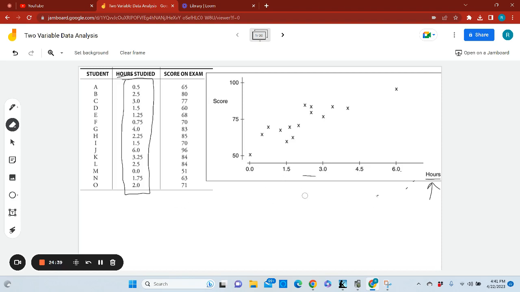So I would say, to me, I mean, I can understand anybody who was on the fence between saying that this was a moderate to strong relationship. I would say it's pretty strong. I would probably say this is a strong, positive, linear relationship, okay, with no unusual features.